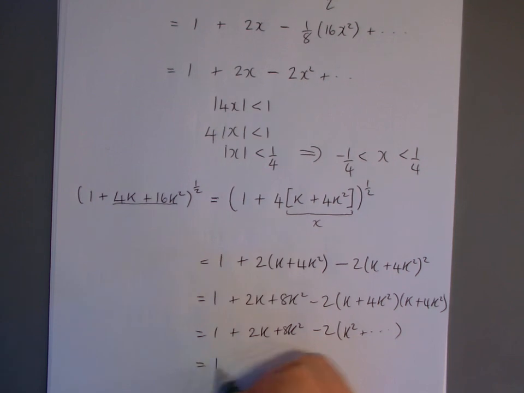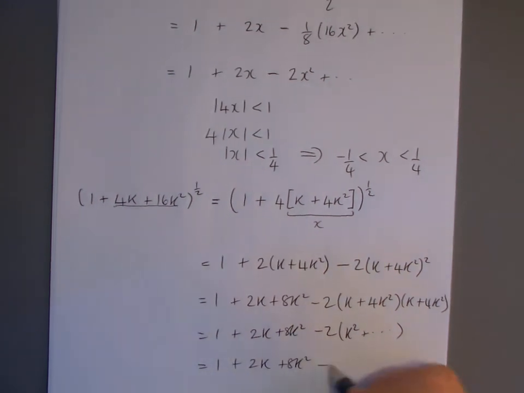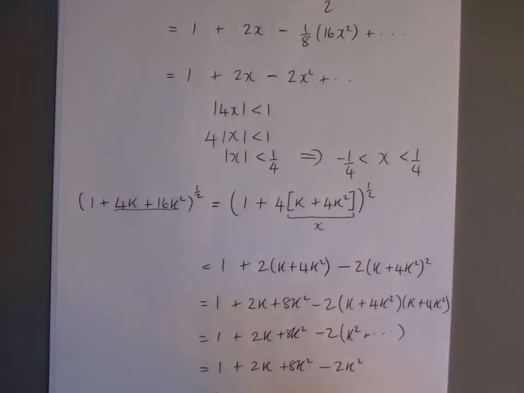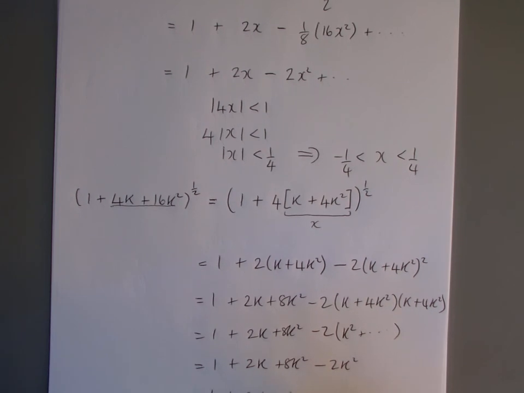So this will be 1 plus 2k plus 8k squared, take away 2k squared, and I'm done. Once I've simplified down, 1 plus 2k, and then 8k squared take away 2k squared is plus 6k squared.